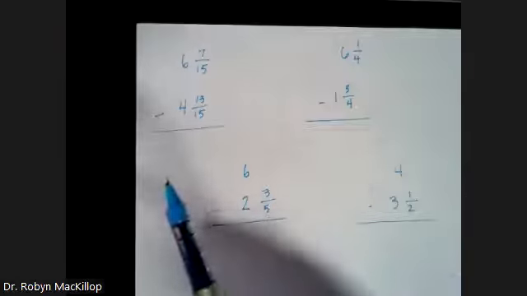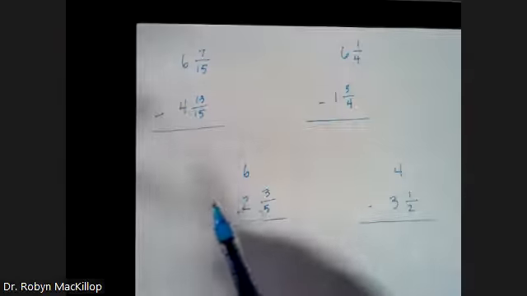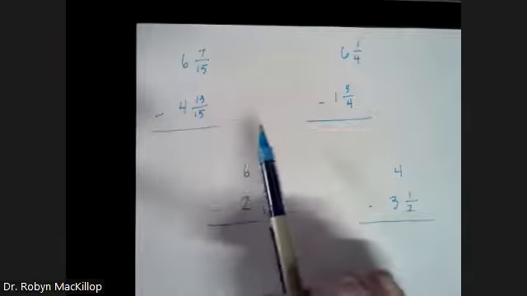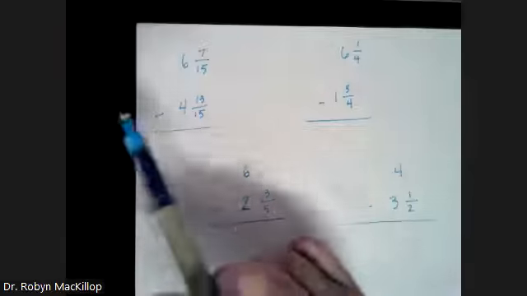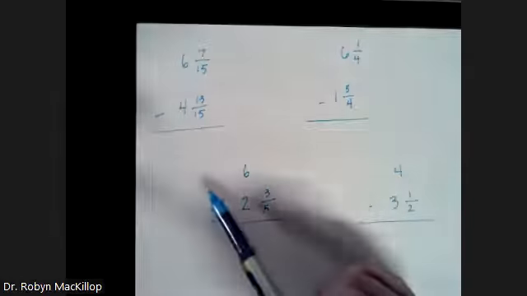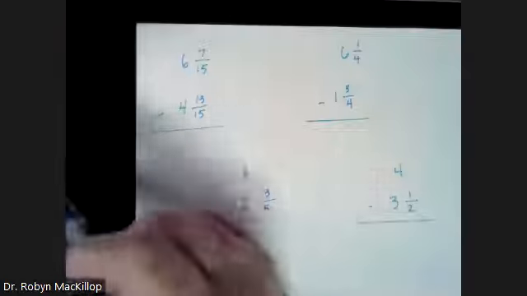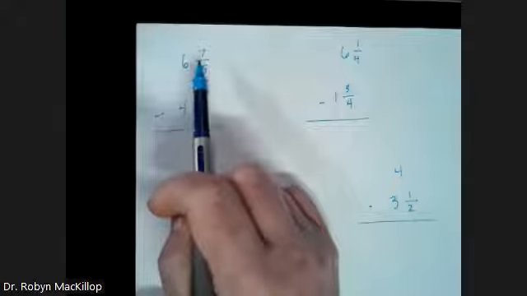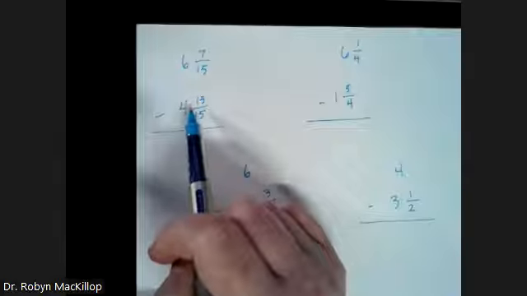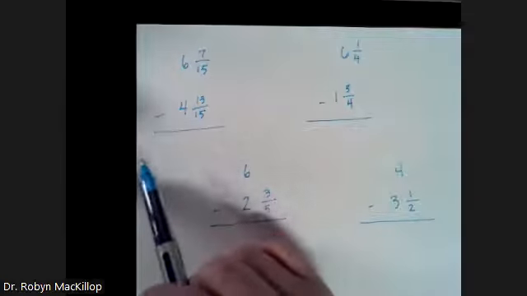Okay, so we've got some subtraction problems using mixed fractions. Let's start up here. I'm going to show you two different ways to do these. All of these have common denominators, so that's one less step you have to deal with. But look at what happens when you start working the fraction. 7 minus 13 is a negative number, and that's just not going to work.